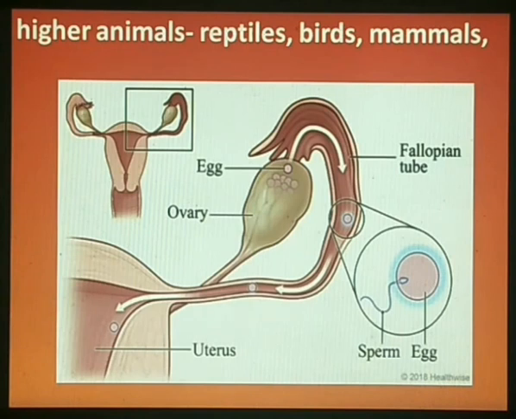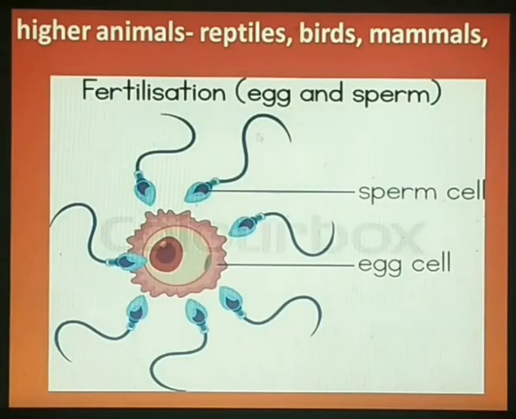Now since here too the female gamete is stationary, therefore a lot of male gametes are released. We know that male gametes are motile here. So to reach their destination, a lot of male gametes are released, because not all the male gametes reach the site or the ova.